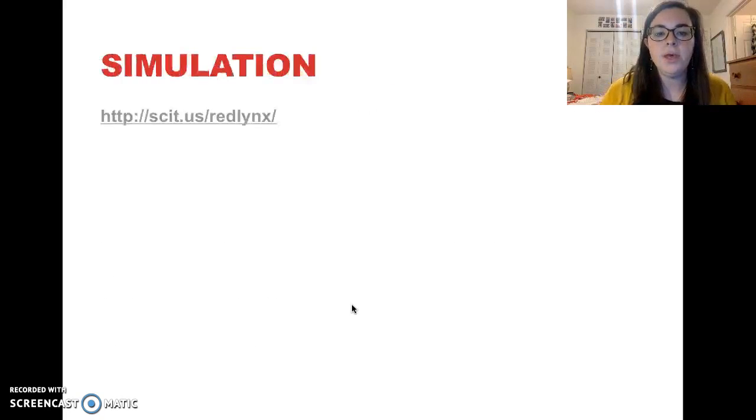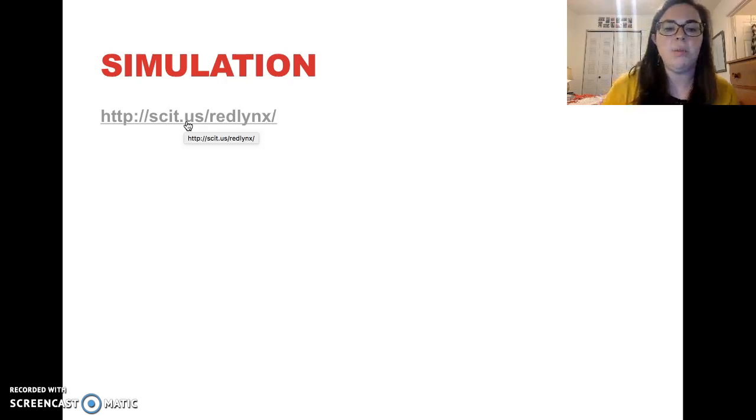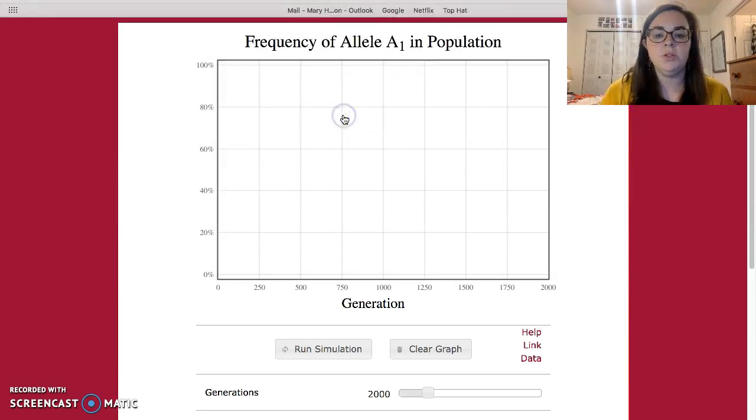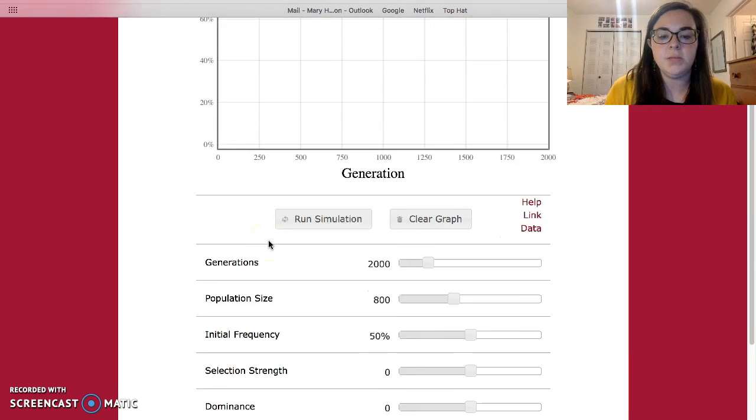I want to introduce you to a simulation website that I find very interesting in visualizing some of this information. It's called RedLinks. You can either follow the link in the PowerPoint or Google RedLinks simulation and it should come up. If you follow that link, it brings you to this website and you just start your simulator and it brings up a chart with the frequency of allele A1 in the population.